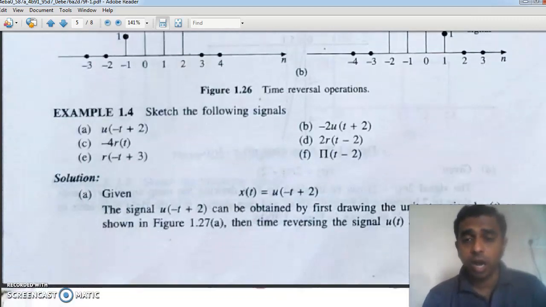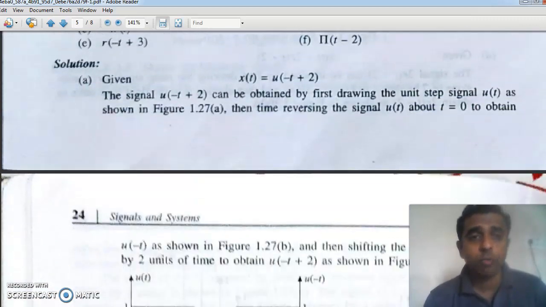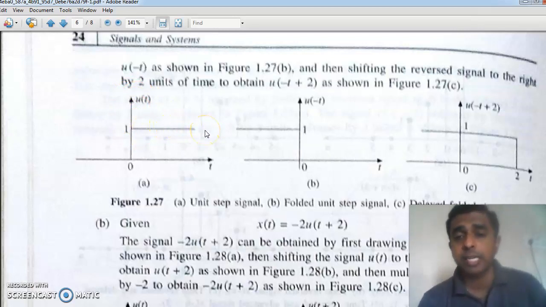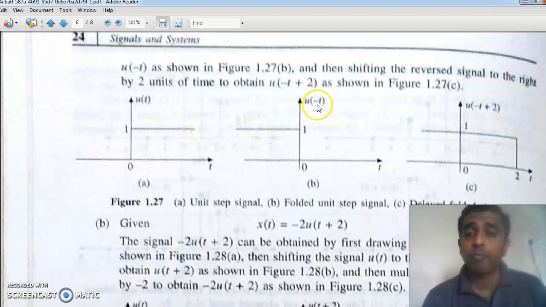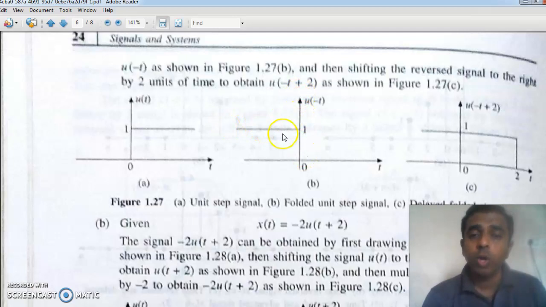I'll just show the first two examples, that is u of minus t plus 2, the first one. So you have to plot u of minus t plus 2. First you have to know what is u of t. U of t, you know, is all 1 from t greater than or equal to 0 till plus infinity. It's a purely right-sided sequence. And what is u of minus t? Just flipping the signal u of t around 0. So this is u of minus t.